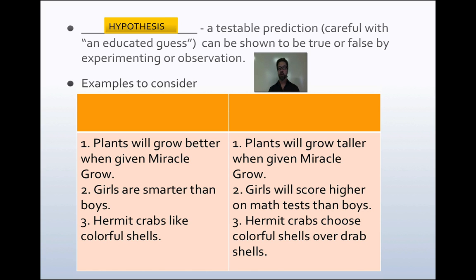However, the three on the right, hermit crabs choose colorful shells over drab shells. Could we go ahead and test for that? And the answer is yes. We could give hermit crabs a choice, give them an area to choose colorful shells over ones that are drab and see what they do. So in each one of these, we can definitely find a better and a worse example.